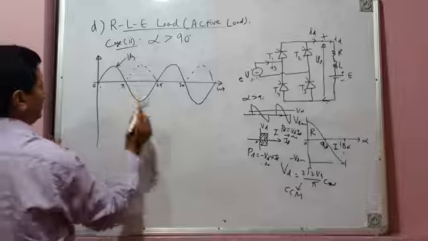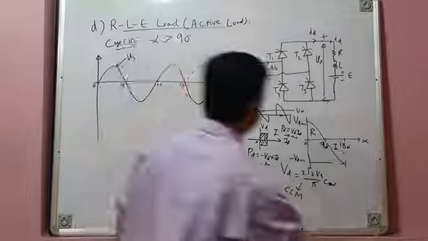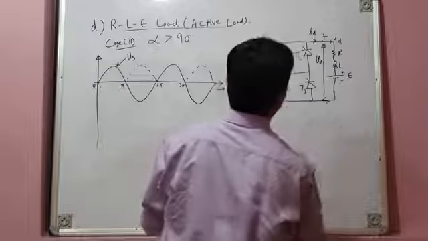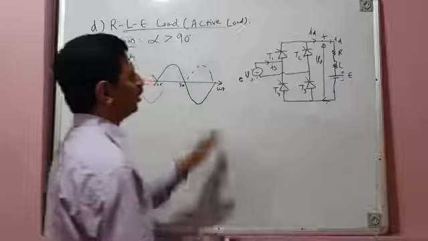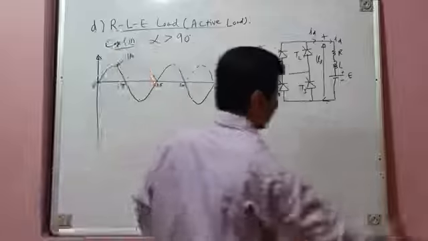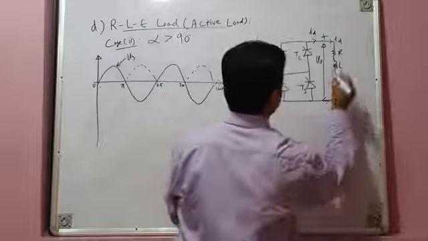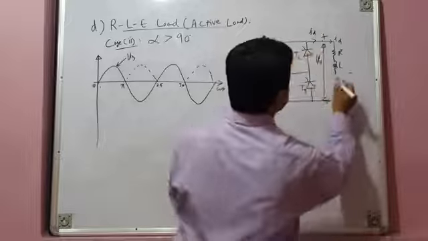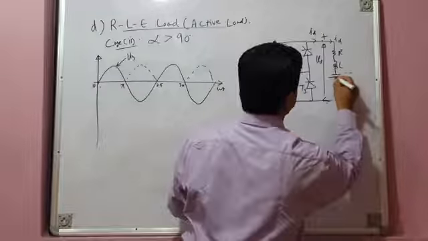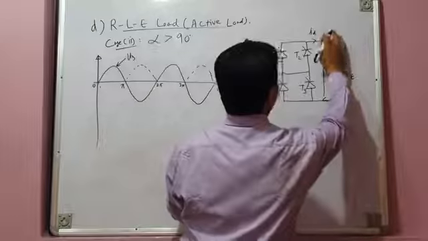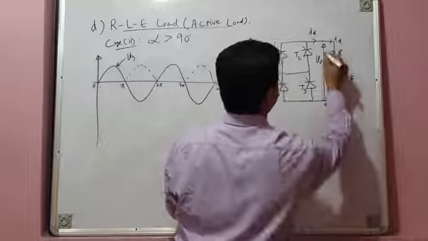And now alpha. See, for inversion mode of operation, remember, when you go from rectification mode of operation to inversion mode of operation, the polarity of this load voltage has to be reversed. Because the polarity of load voltage reverses, the polarity of this voltage also has to be reversed. So this has to be minus, this has to be plus. And your average load voltage will be negative.